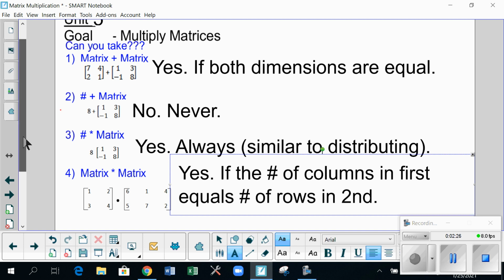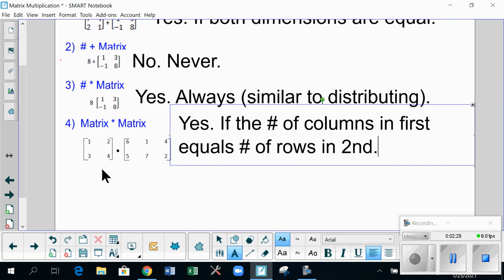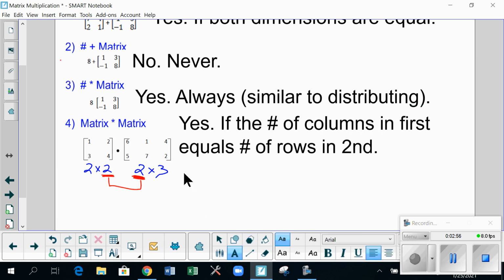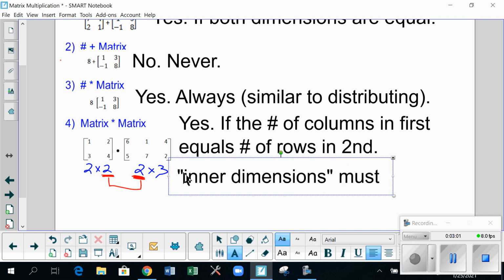Now, one way we'll word this sometimes, so looking at these matrices here, hopefully you notice that this first matrix is a 2 by 2 matrix, and the second matrix is a 2 by 3. Well, the number of columns in the first matrix has to match the number of rows in the second matrix. So sometimes a simple way to word this is we can simplify this by saying the inner dimensions must match.